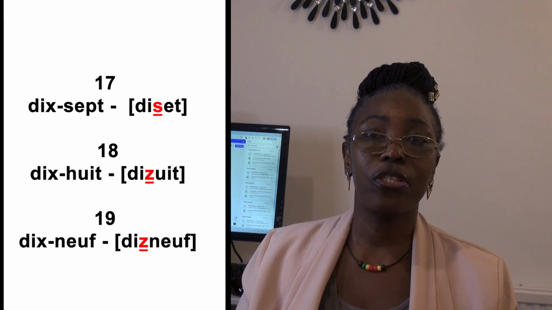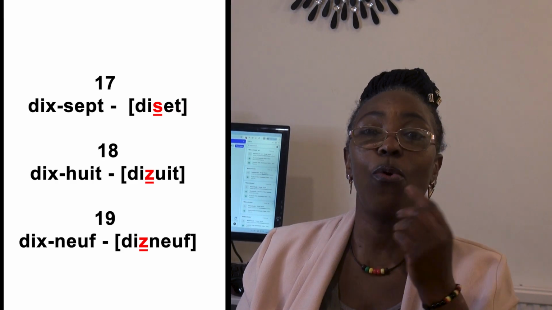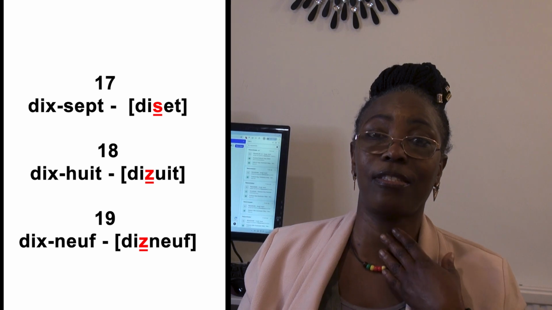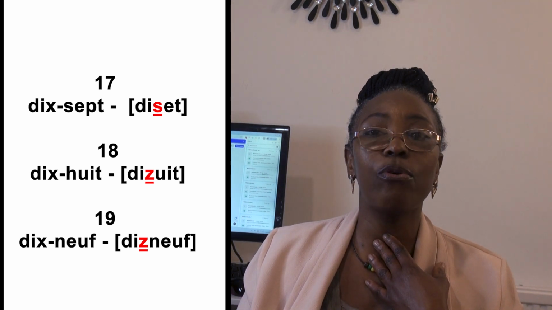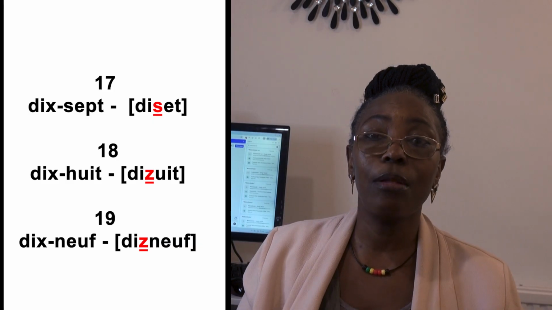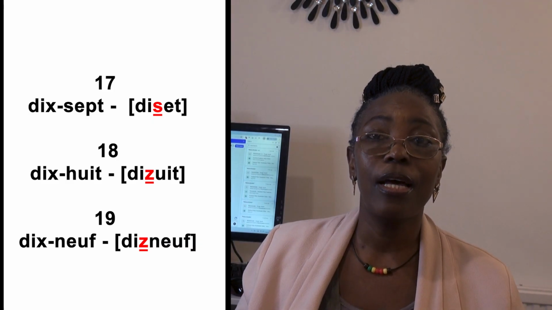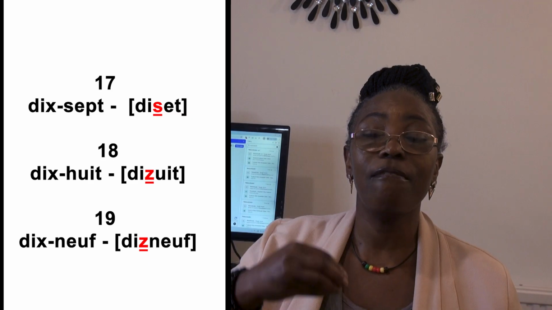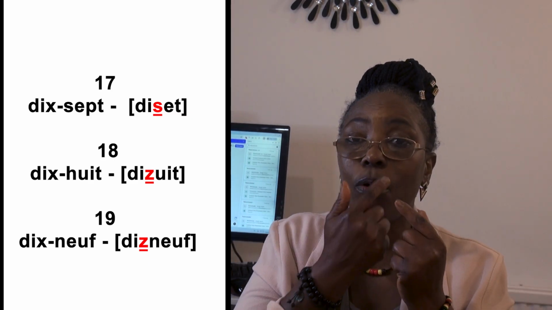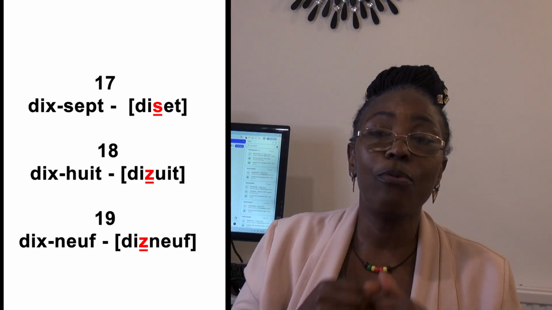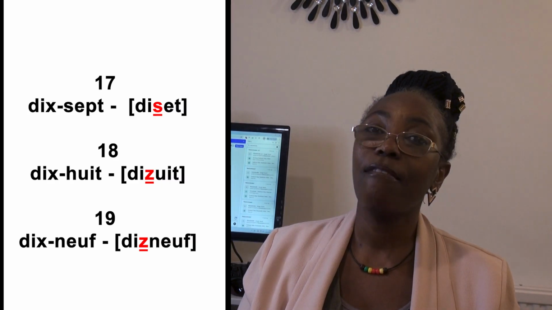S, sh, t. There's no vibration. But when I come to Z, Z, I make my vocal cord vibrate. You will notice that in most cases, each voiceless sound has its equivalent in voiced sound because they are made from the same organs in your mouth. So when we say this, it's voiceless.